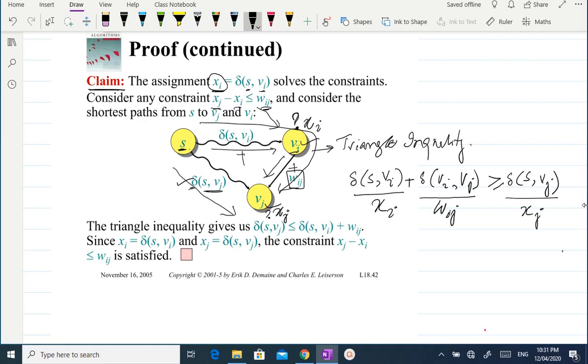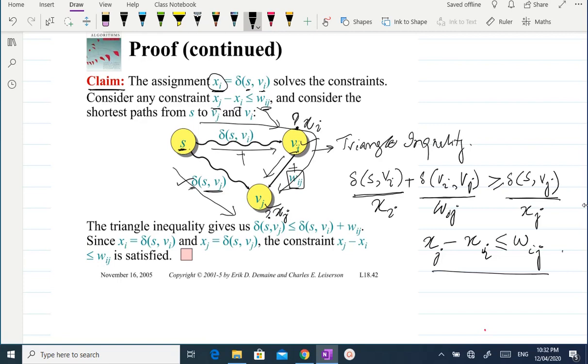If I rewrite it, that means if I take this as xj, then this comes over here minus xi, and this is less than or equal to wij, which is the same constraint we are talking about and want to solve. So by finding the shortest path between s to vi and the shortest path between s to vj, we can solve the constraints by transforming our system of difference constraints problem into a shortest path problem.